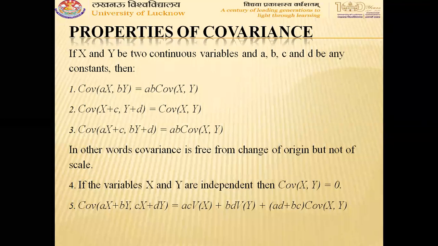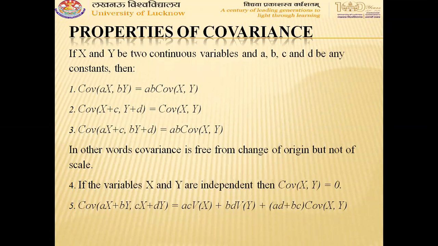If variables x and y are independent, then covariance of xy is equal to 0. But its converse is not true. That is, if covariance(x, y) comes out to be 0, then x and y may be independent, or maybe they are not independent. They may be related, but curvilinearly related. So if they are independent, then covariance will always be 0. But if covariance is 0, then x and y may be independent, or may be curvilinearly related.